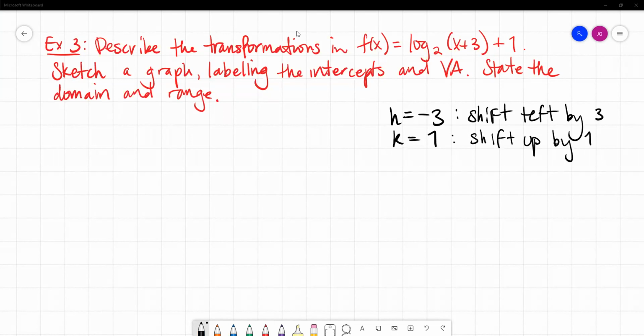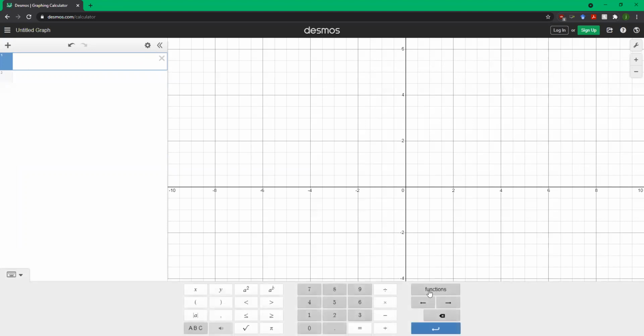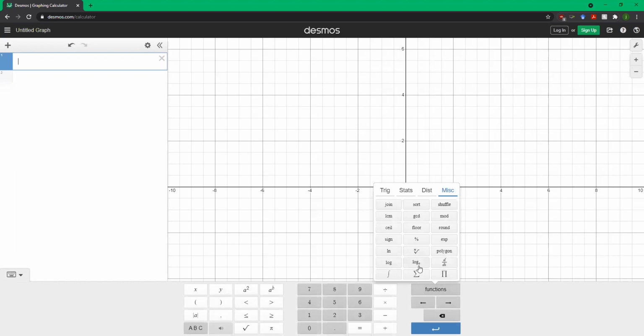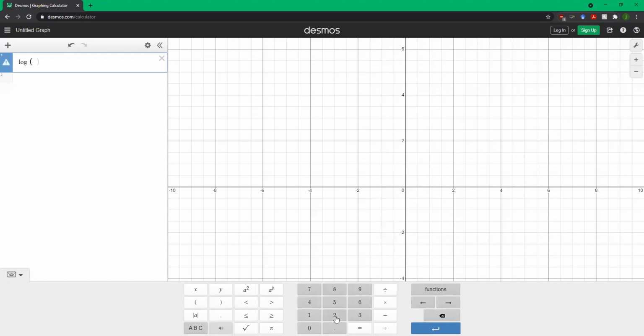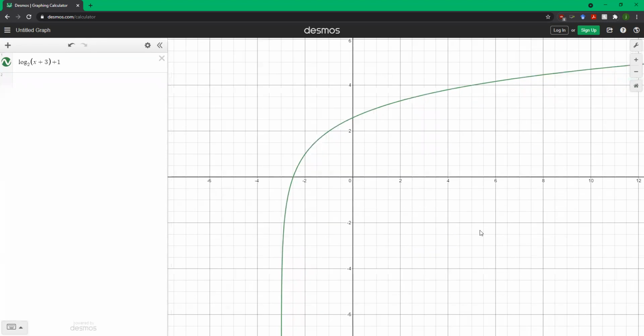Okay, so here's how we're going to do it. Go ahead and open up this little keyboard. We have log base 2, so go to functions. We're going to need to use this one right here, log base a, so that we can get that base of 2. So click there, and then I can put a 2 right there, and then I can use this right arrow key to move out to the parentheses. x plus 3, close parentheses, plus 1 on the outside. And there's our nice logarithmic function.